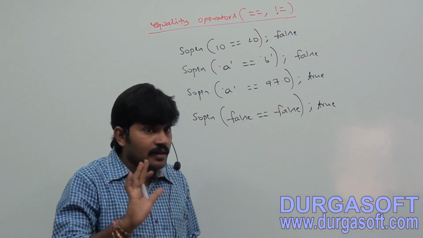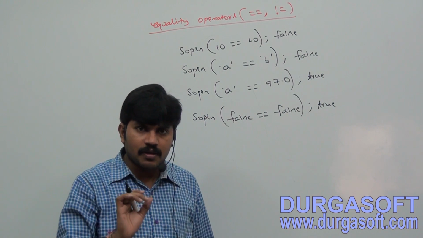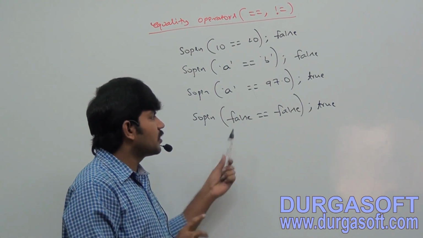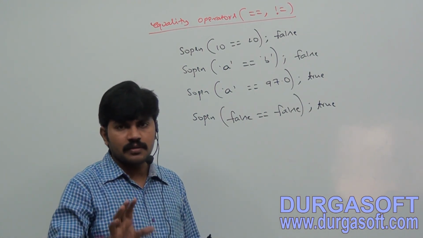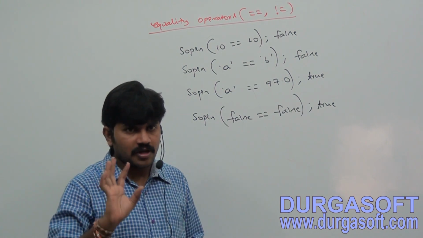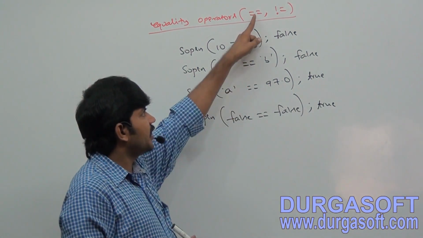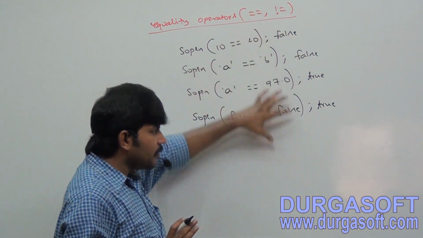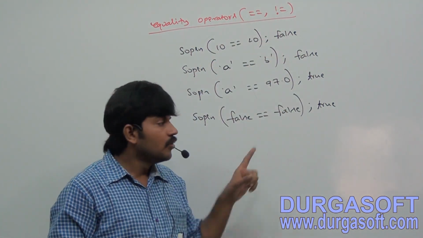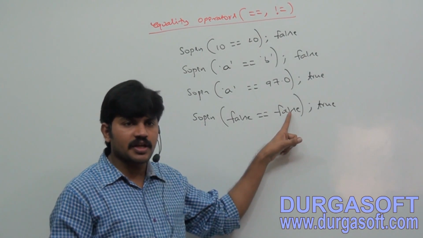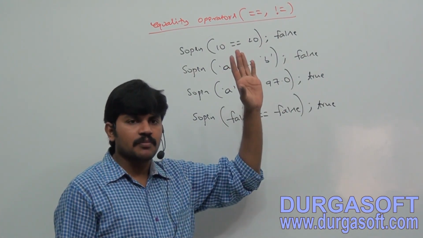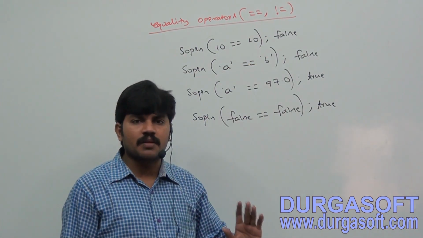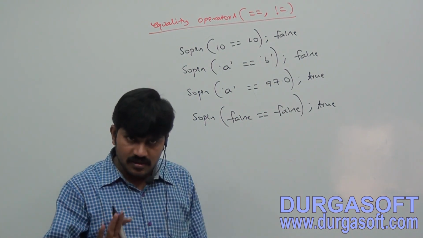Less than, greater than are not applicable, but equal and not equal are applicable, no problem at all. So false and false both are equal, true. That's why, important conclusion: we can apply equality operators for every primitive type, including boolean also. For any primitive type, equality operators we can happily apply. Clear for all of you, right?